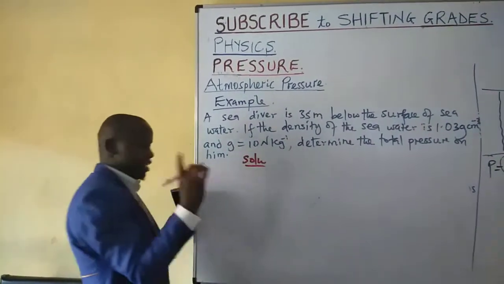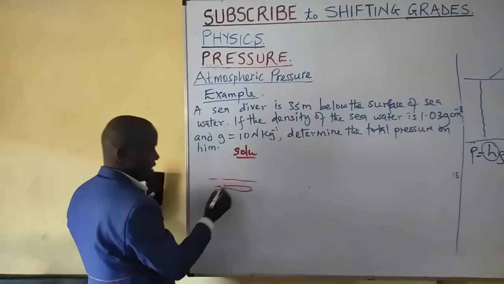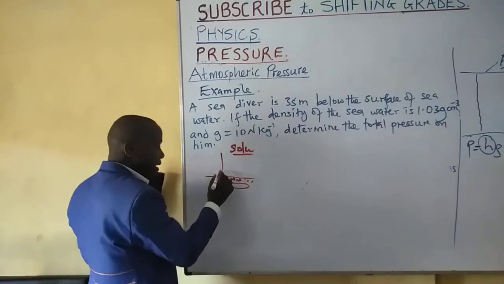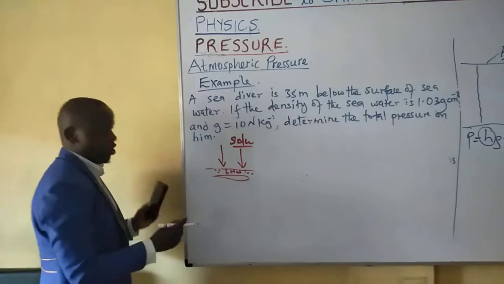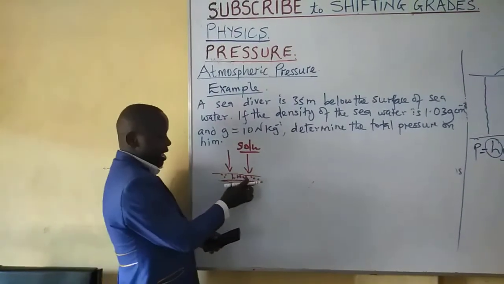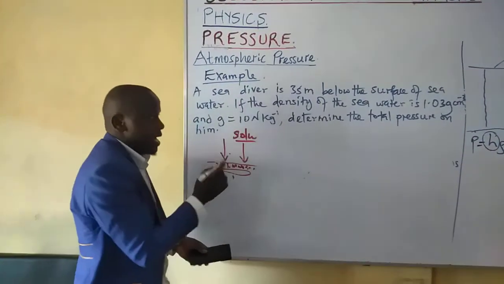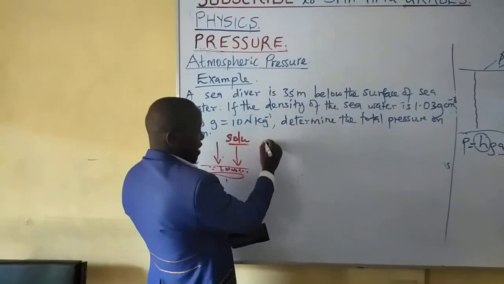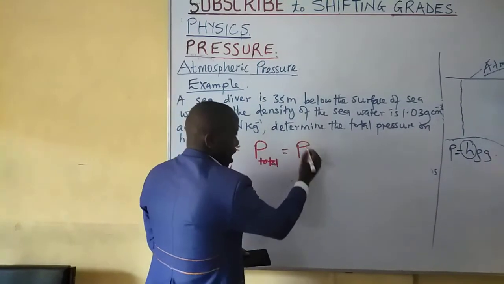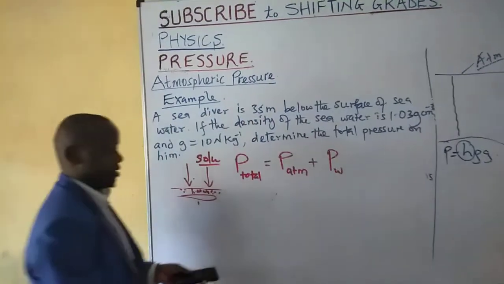Solution. It is good we realize that apart from the person being inside the sea, this is water. Apart from the person being inside the water, there is also an air column acting on him. Therefore, the total pressure acting on this person is pressure due to the water column, which has covered him, and again, pressure due to the atmosphere. And therefore, we can say, solution, that total pressure is equal to pressure due to the atmosphere plus pressure due to water.